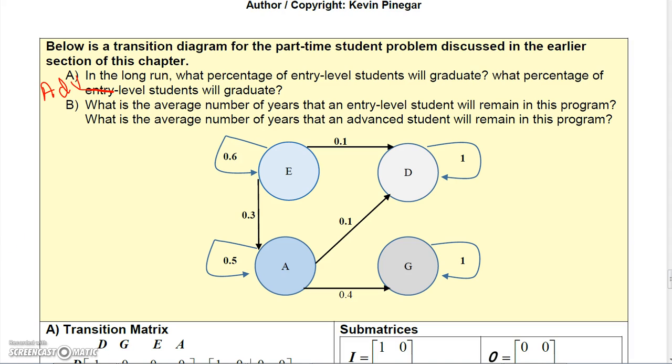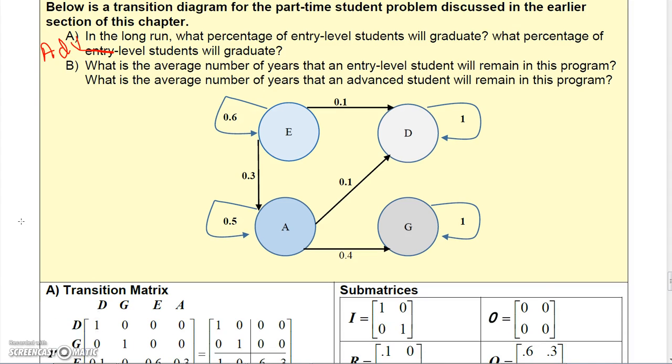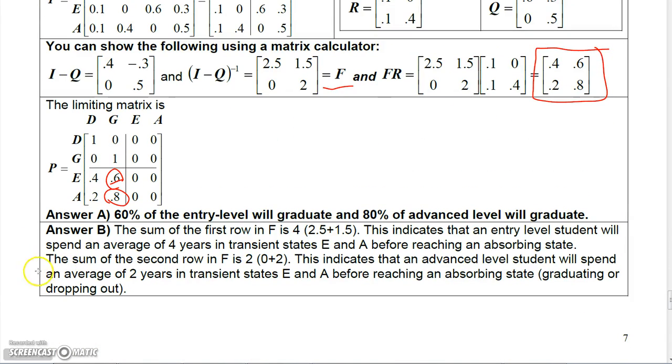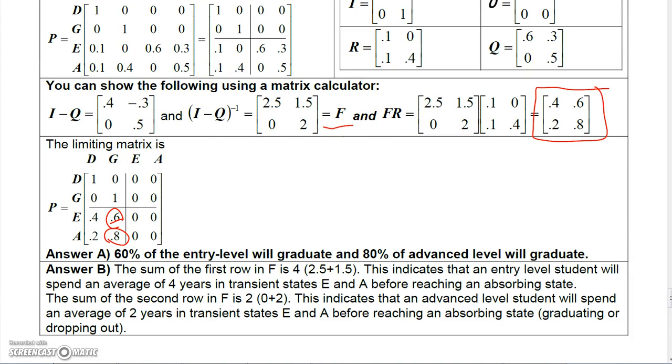Now, what does the second question say? It says, what is the average number of years that an entry level student will remain in the program, and what's the number of years an advanced level student will remain in the program? Okay, so if you look at the first row in F. Let's find F. Where's F? Okay, here's F. So if you add 2.5 to 1.5, that's the entry-level students, that's going to be 4.